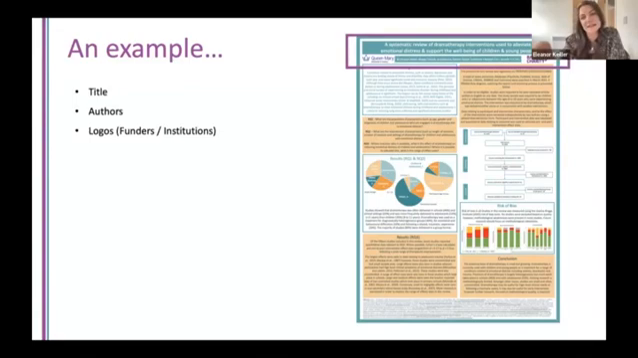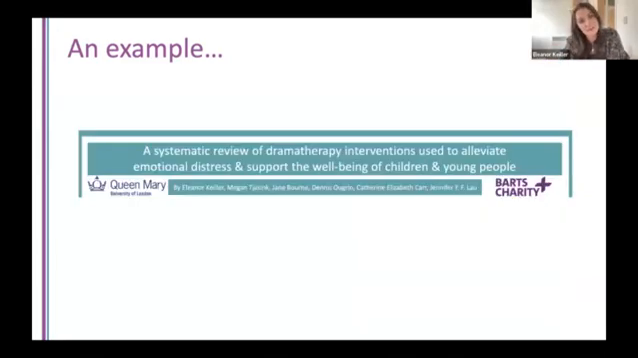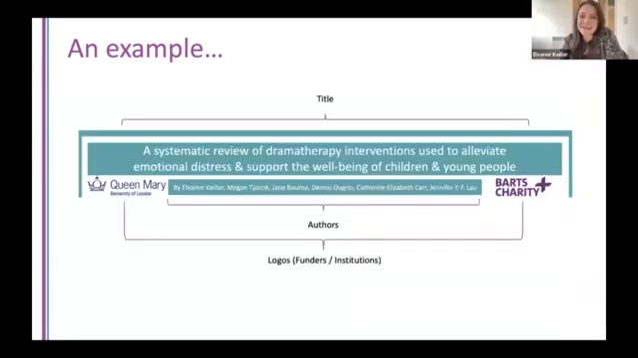So I thought it would be a good idea to go around the poster and talk about the elements that are in there, both for this specific kind of research, but also what elements might make up a poster that you could make about drama therapy. So you need the title, you need the authors, and you need logos of funders or institutions as well. They're quite standard things that should be on all posters.